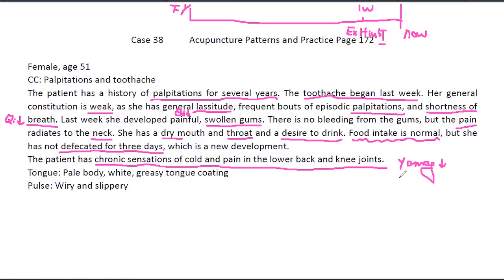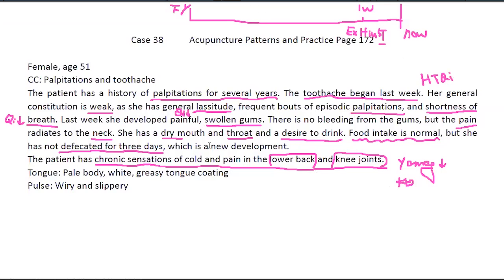So yang deficiency, especially in the lower part of the body. The lower back is the kidney's area, and the knee joints belong to the kidney and the liver also. So basically we think this case is kidney yang deficiency and some qi deficiency signs with palpitations. That's what we call heart qi deficiency.